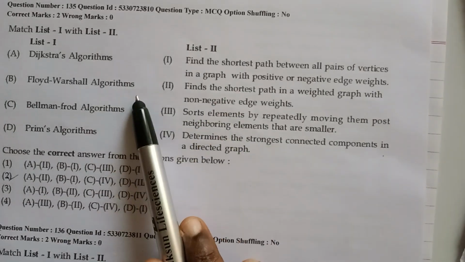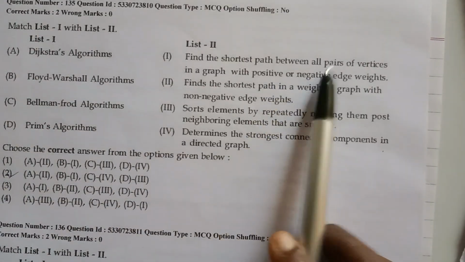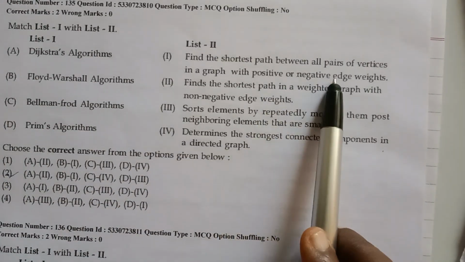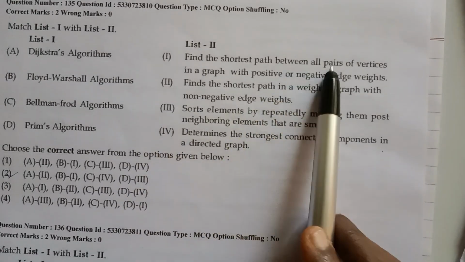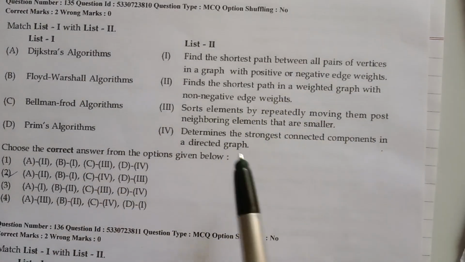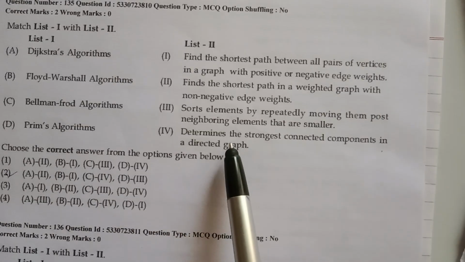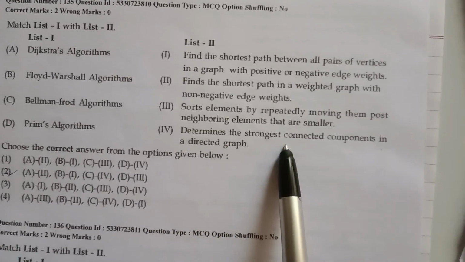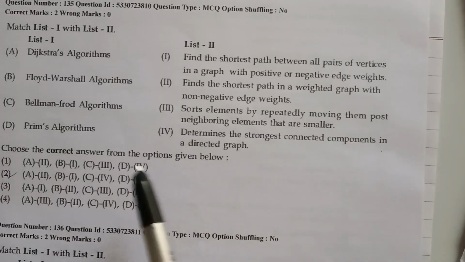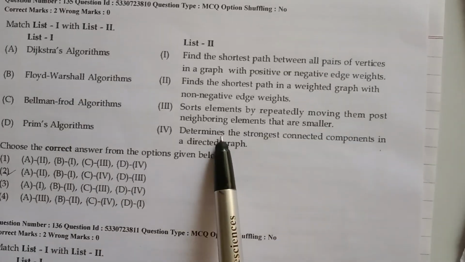Then Floyd-Warshall algorithm will find the shortest path between all the pairs of vertices in a graph. Whether it is positive or negative, it will find the shortest path between all pairs of vertices. And then Bellman-Ford. So Bellman-Ford is said to determine the strongly connected components in a directed graph, and Prim's algorithm will sort the elements by repeatedly moving them past the neighboring elements.